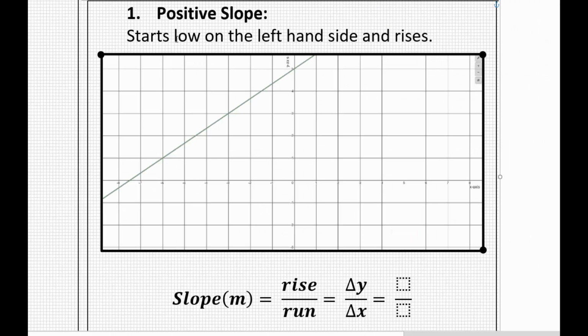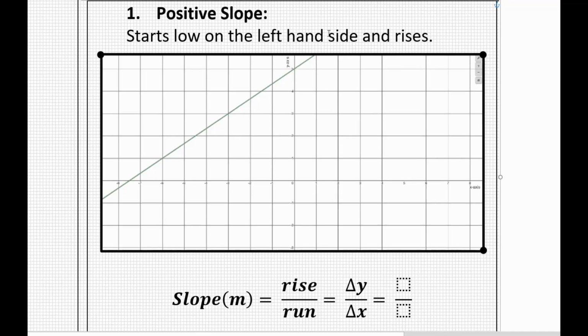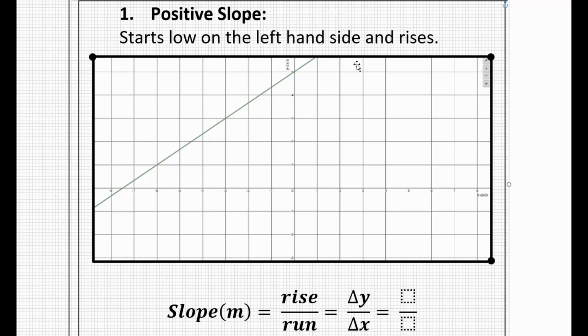The way we know we're looking at a positive slope is that the line starts low on the left-hand side of the graph and then rises. Here's my graph, I have my y-axis here, my x-axis here, and we can see this green line. It starts low towards the left-hand corner, and it's going to increase, as if we were having to climb uphill. That's how you'll know right away if a line has a positive slope.